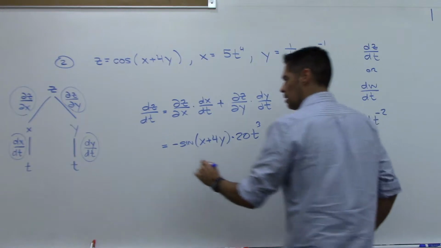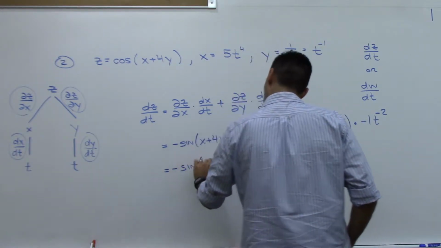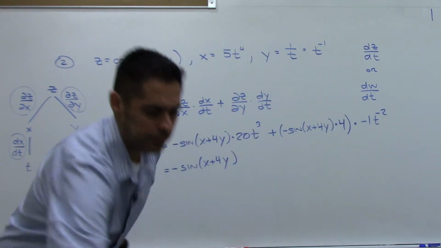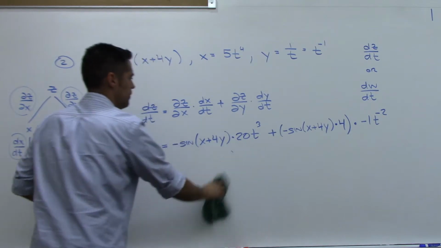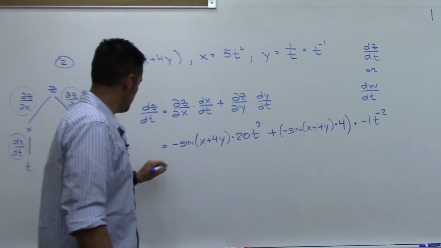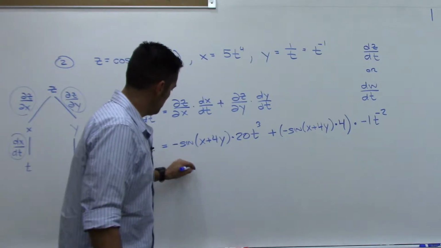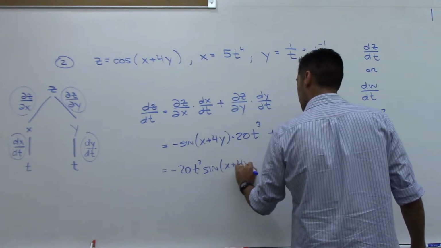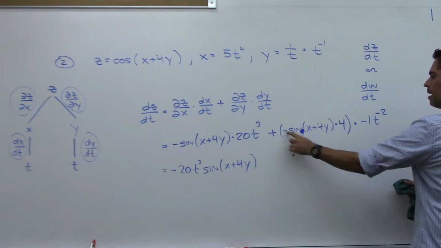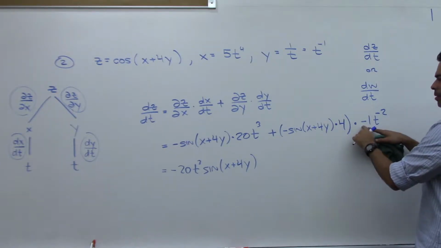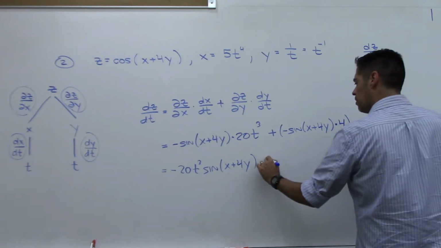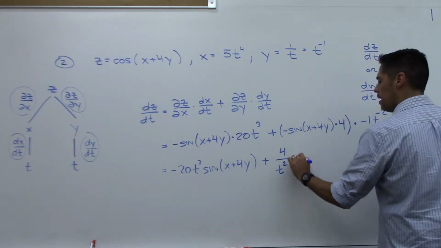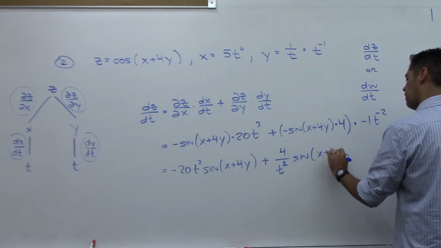Let's see, negative sine x plus 4y. You know what I'll do? I'll try and clean it up. I'm going to bring this 20t cubed out to the front, so negative 20t cubed sine of x plus 4y. Then over here I have a negative right here. I have a 4, I have a negative. So I'm going to bring out negative is positive. I'm going to have a 4, so plus 4. Then this t to the negative 2 is really a t squared on the bottom. Then I have sine x plus 4y.